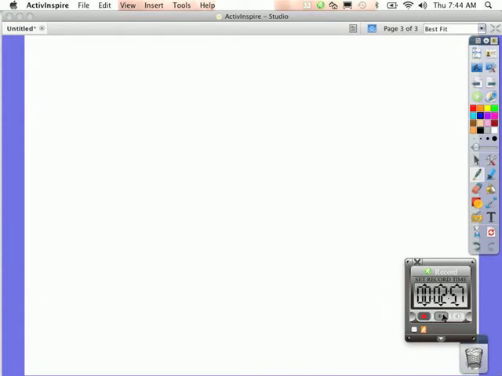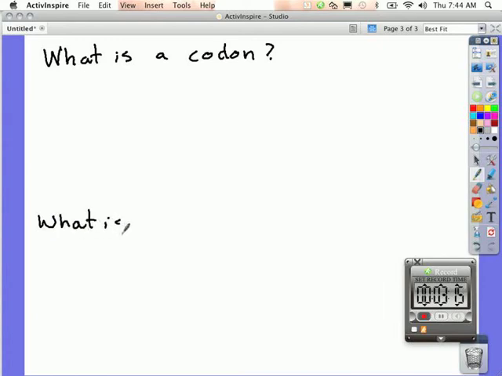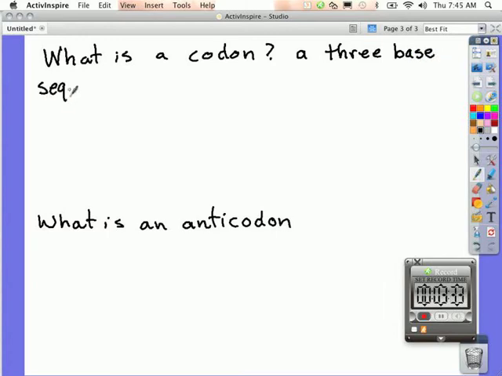Also, what is a codon? And what is an anticodon? The codon is a 3-base sequence on mRNA. I like this word, sequence.